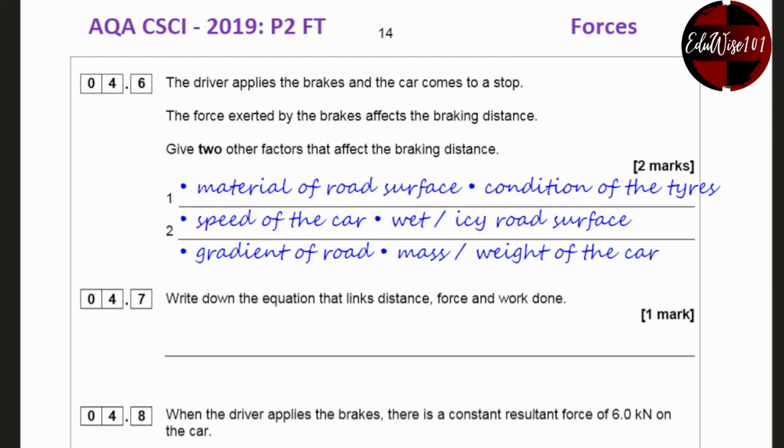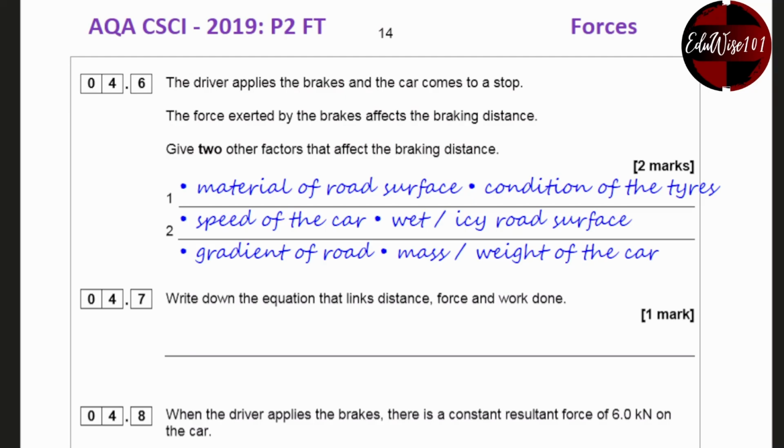The material of the road surface, whether it's a muddy road or a normal tarmac road, or the condition of the tires, whether it's new or old, the speed of the car, whether it's wet or icy road surface, the steepness or the gradient of the road, whether you're going downhill or uphill, the mass or the weight of the car.